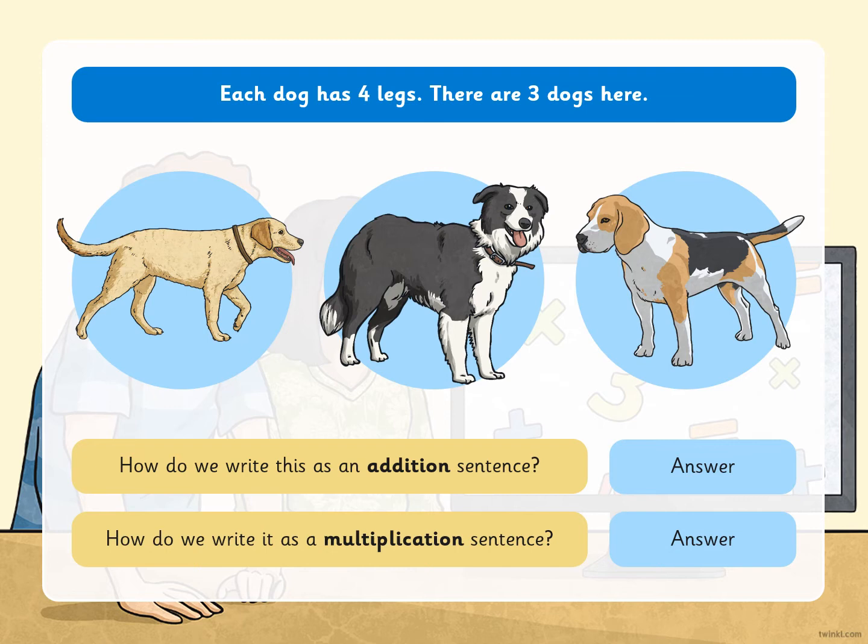Okay, if each dog has 4 legs and there are 3 dogs here, what we could do is we could have 4 add 4 add 4 equals 12. How would we write this as a multiplication sentence? Well, have a wee think about that. How would we do it? Okay, we would have 3 times 4 equals 12, but we know that equally well we could also turn this around and say 4 times 3 equals 12, and it means the same thing.